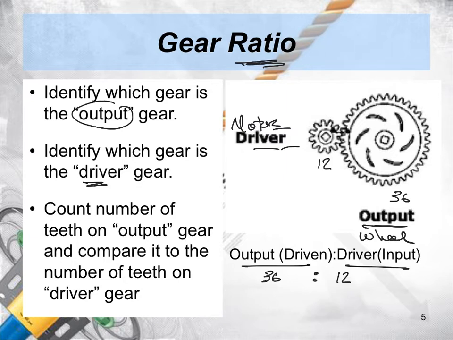Now, because we want to use proper math terminology, we want to reduce. So in this case, 36 divided by 12 gives you 3, and 12 divided by 12 gives us 1. So our gear ratio is 3:1. That's our gear ratio, and that's how we go ahead and find it.